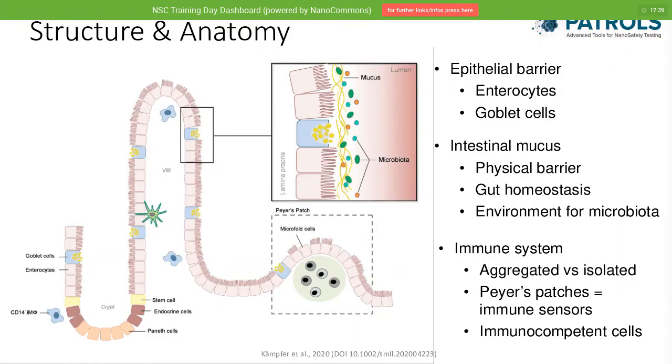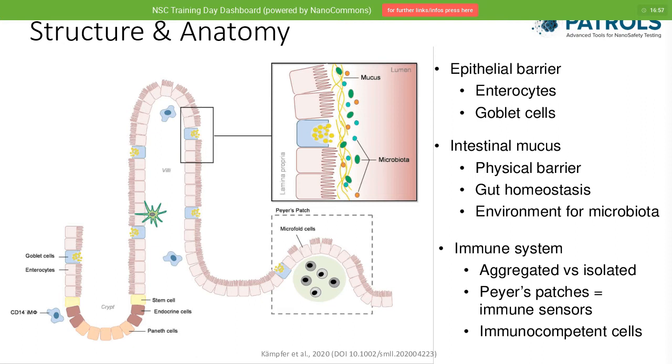A couple of words to the structure and the anatomy of the small intestine. So, as said before, it is kind of just a long tube of several meters in length, and it is lined with a monolayer of epithelial cells, which fold into crypts and villi, increasing the surface area of the whole organ. The main cell types forming the epithelial barrier are enterocytes and goblet cells, which make up more than 90% of the cell types. The goblet cells are mainly known for the mucus production, which forms an additional, very important physical barrier lining the whole epithelium.